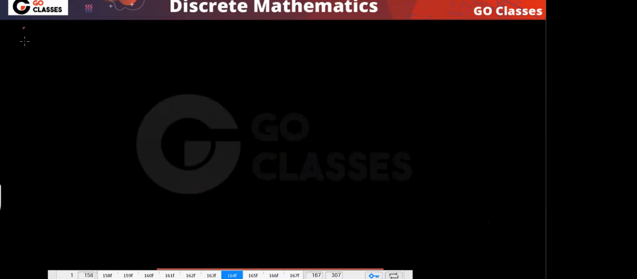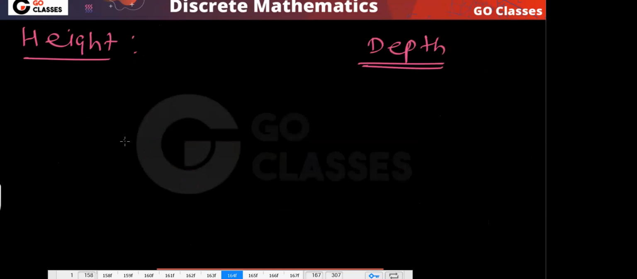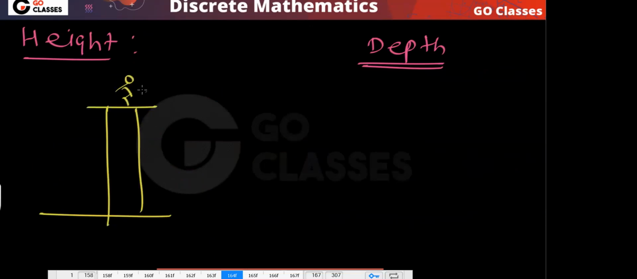These are the two concepts. What is the height of a node and what is the depth of a node? In real life, when you use the word height, when you are on top of a building, what will you say? You will say, I am at a height h. Yes or no? From here you will see and say that this is height h.